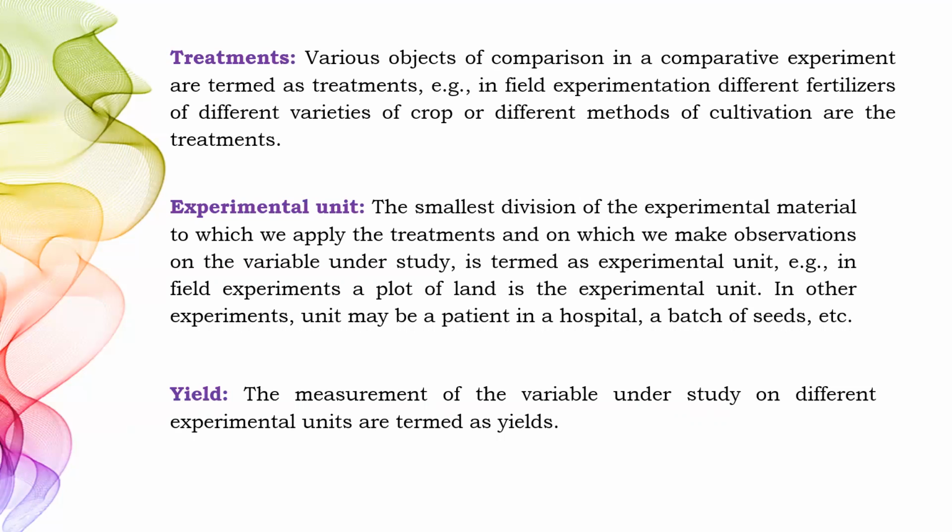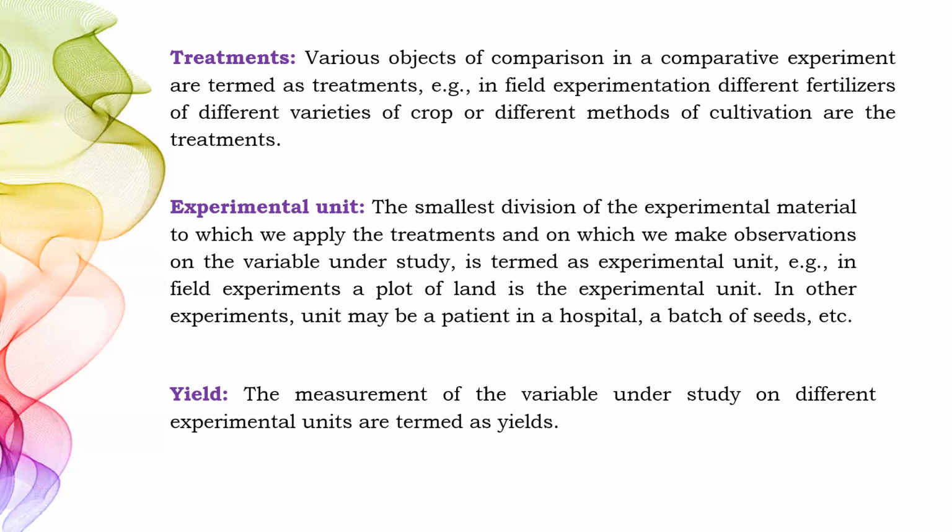So as the name goes, unit is known as the smallest value in any one cell or any one whole value. The smallest division of the experimental material to which we apply the treatment and on which we make observation on the variable under study is known as experimental unit. For example, here I've given you the example. In a field experiment, a plot of land is the experimental unit. In other experiments, a unit may be a patient in a hospital or a batch of seed. So it is also known as sample.